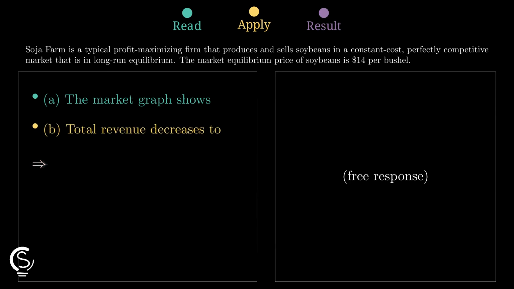Part C. Increased tofu popularity shifts the soybean market demand curve right, raising the equilibrium price to P2 and quantity to Q2.